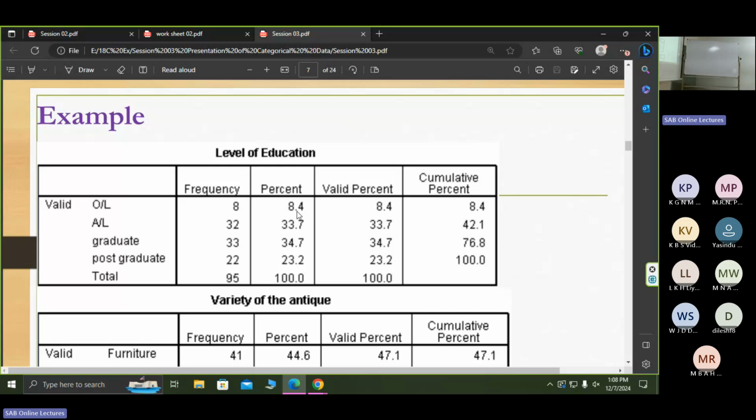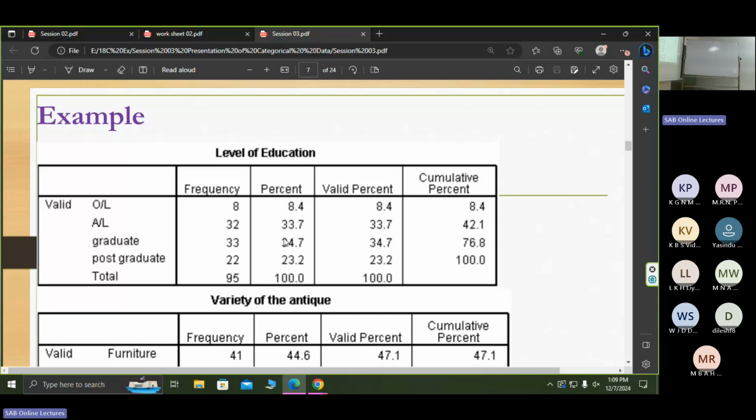Then looking at these percentage values, the highest percentage is graduates. We can say most of the respondents have completed a bachelor degree, or most of the respondents are graduates. Then we can do the comparison. We can take A level and graduate, these two. 34.7 is from the graduates and 33.7 is A level, so we can do the comparison using these two.